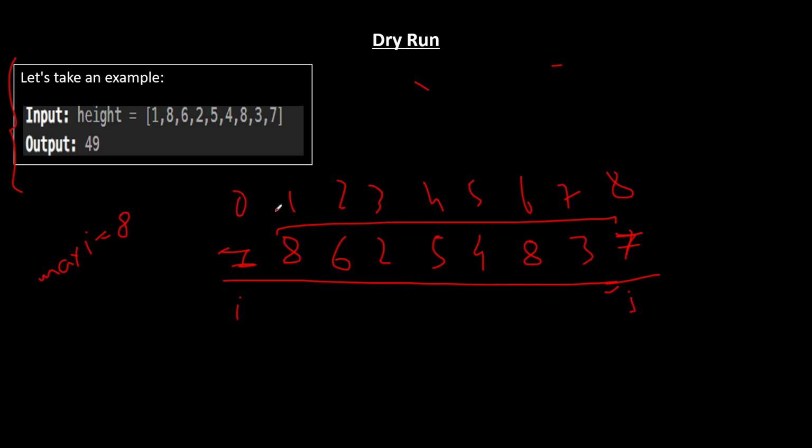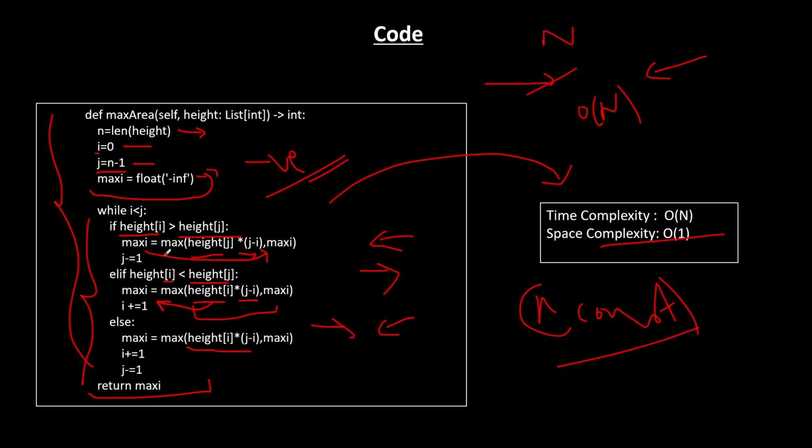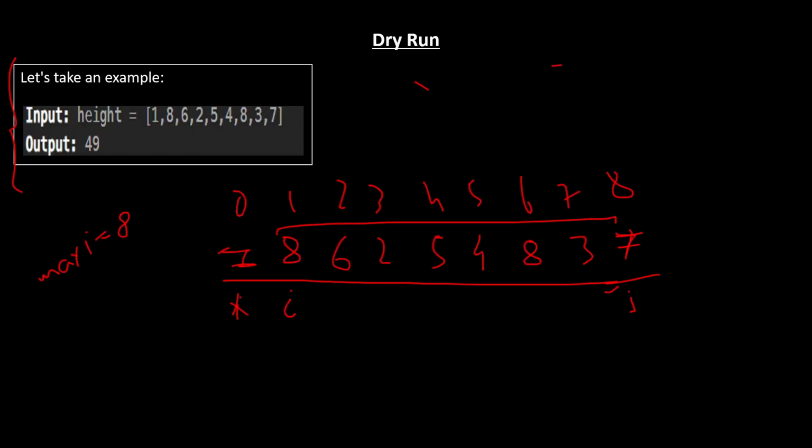Since now i's value is 1 and compared to 7 it is smaller, so we will move i from here to this index. Okay. Now comparing 8 and 7, the height of j is smaller than the height of i. Either the height of j would be smaller than the height of i, or the height of i could be smaller than the height of j. If the height of j is smaller, we decrement j. If the height of i is smaller, we increment i. So in the first case, we incremented i. Now we could see that j is smaller, so we will take 7.